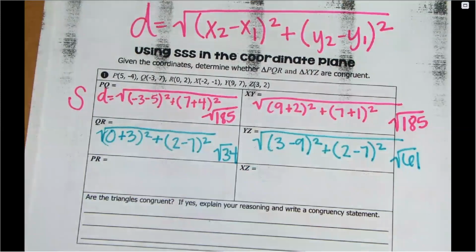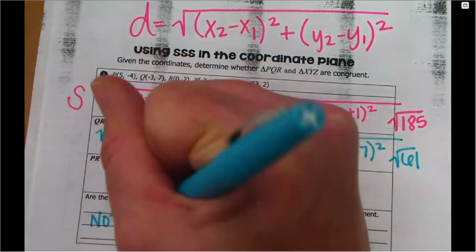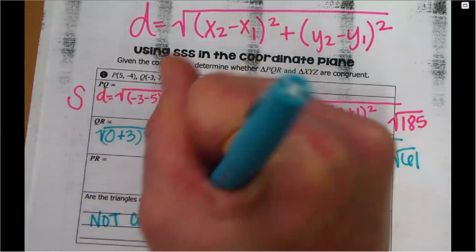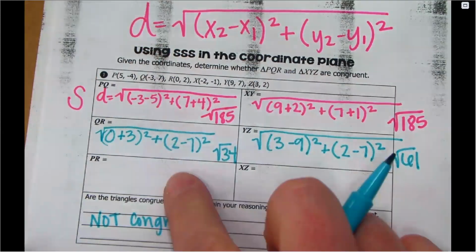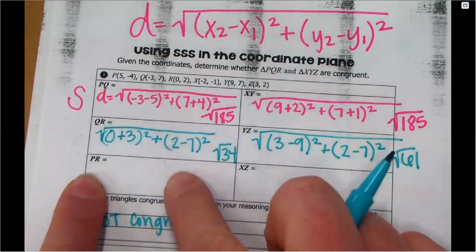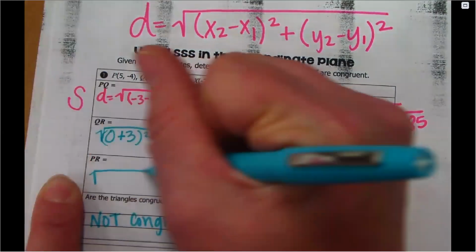So is this going to be congruent? No. How do you know it's not congruent? Not all of the sides are the same. If the sides aren't the same, then it's not going to be congruent. Now, just to be sure, I'm going to go ahead and check PR and make sure that PR is not 61, because that is a possibility. And I don't want them to trick us, because that would be embarrassing.